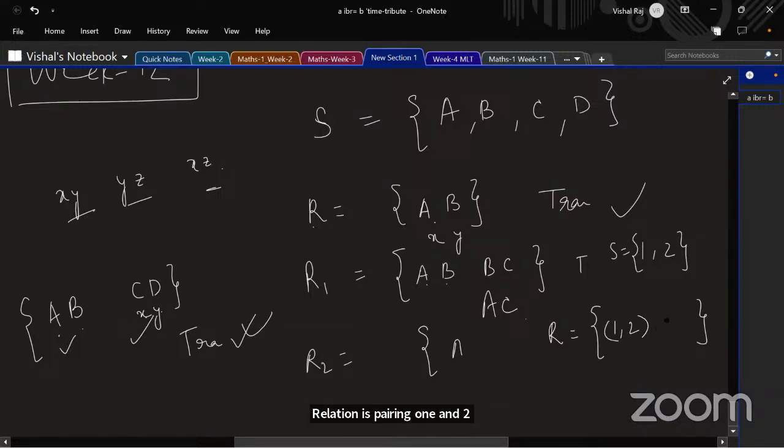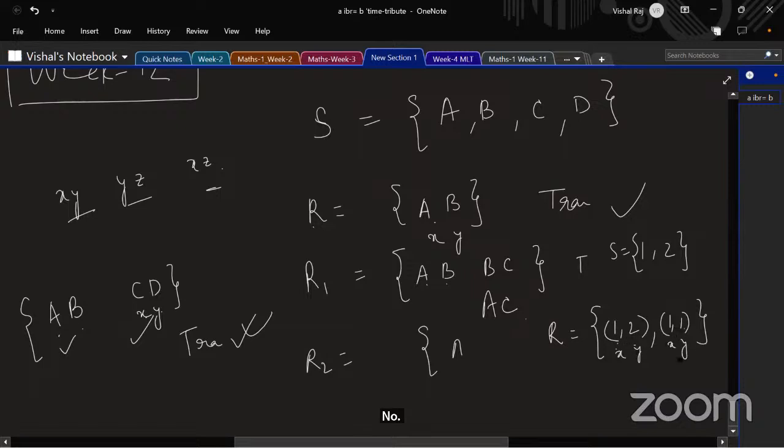1, 2. Second pair is 1 and 1. Now, is it transitive or not? Just see for this. First element 1, 2 is there. That means this is XY. Is there any element that starts with 2? No. So for this element, our test passes.